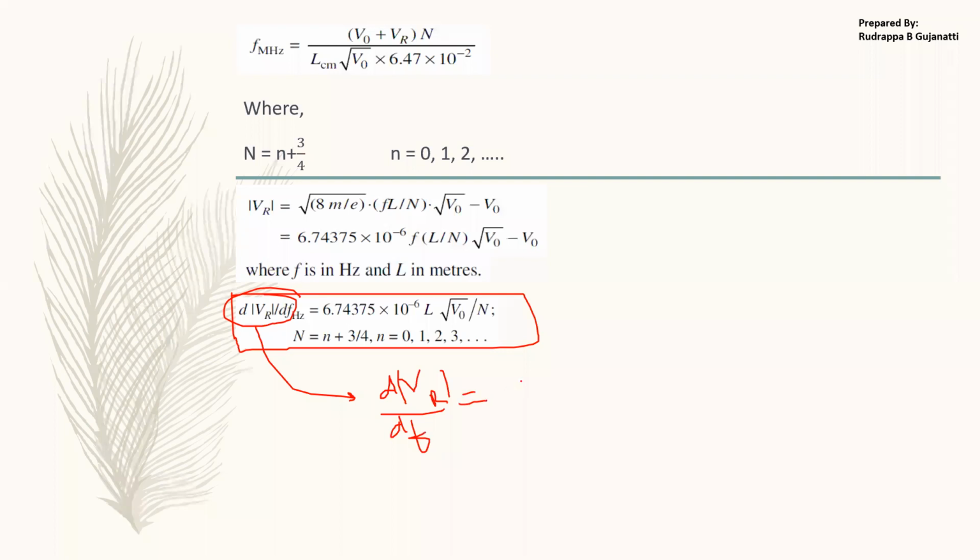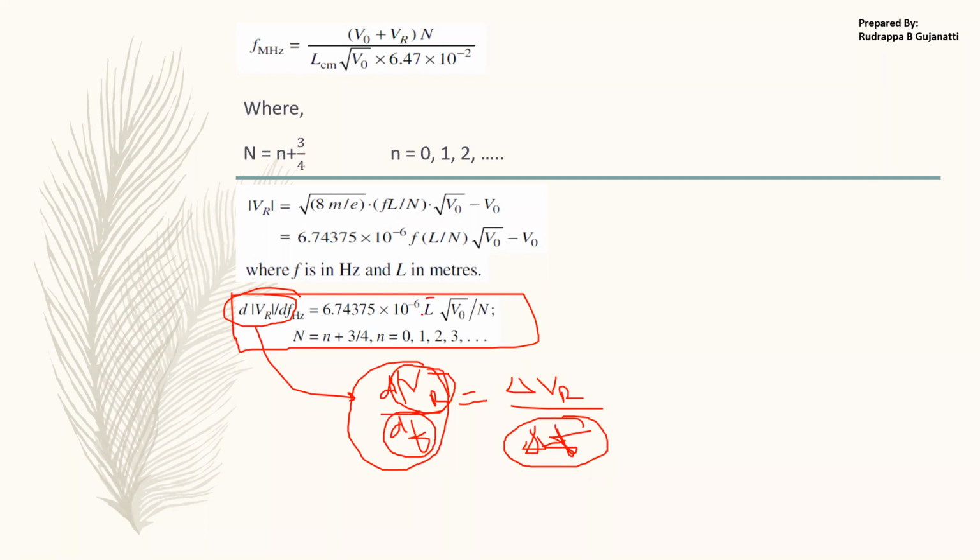This is nothing but delta VR by delta F, because dVR and dF are nothing but the delta variations. For a small variation in the frequency, what is the variation happening in the repeller voltage? That is what this differentiation means. So we can represent it as delta VR divided by delta F. Now, as per this equation, I have to identify the delta F value.